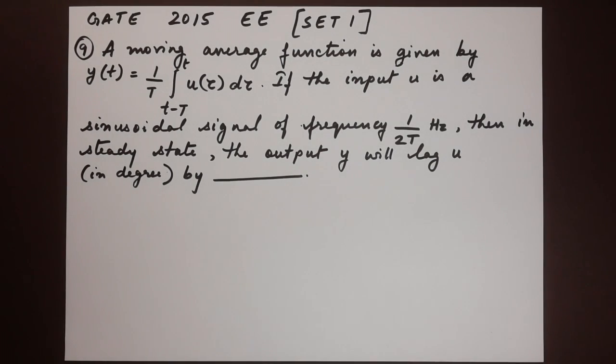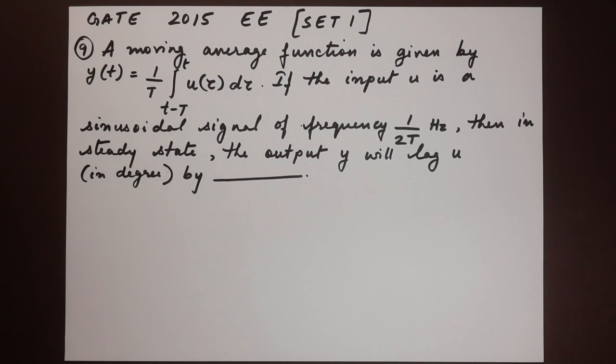Here's the next question, number 9. A moving average function is given by y of t is equal to 1 by T integral from t minus T to t of u of tau d tau. If the input is a sinusoidal signal of frequency 1 by 2T Hertz, then in steady state the output y will lag u by dash. So we are looking for the angle here in this question, and it's not a multiple choice, so let's see how we can work it out.